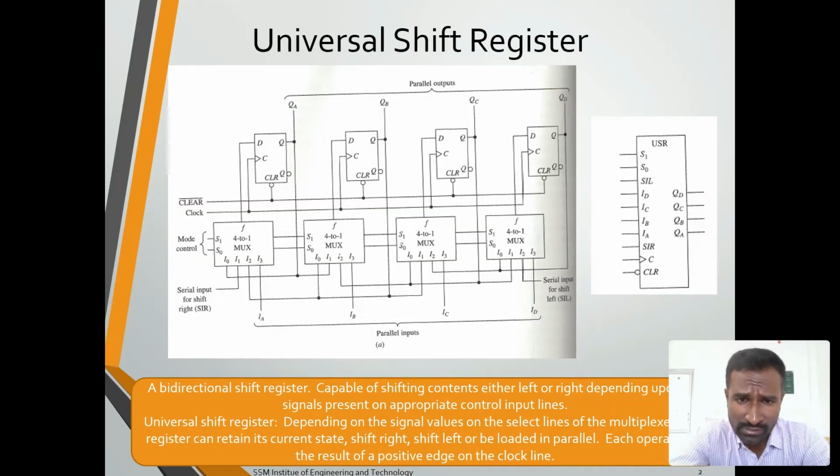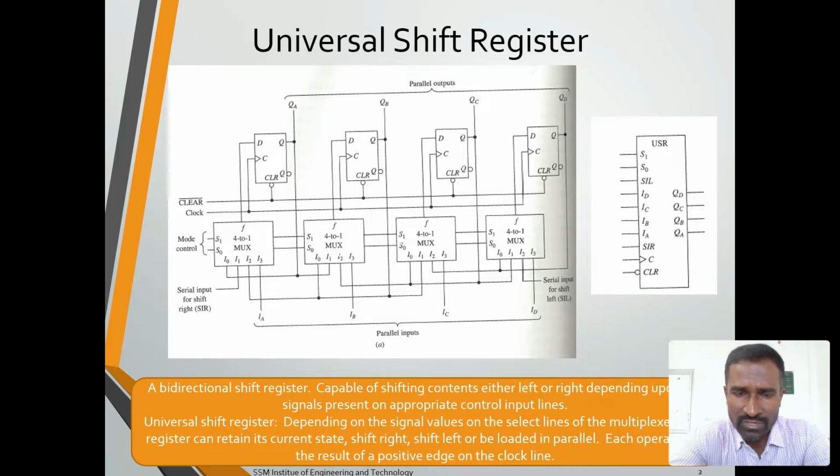So this is the whole diagram of universal shift registers. We can say it is a whole assembly of shift registers. We already saw in the previous lecture that there are four types of shift registers available: serial in, serial out; serial in, parallel out; parallel in, serial out; and parallel in, parallel out. Also, based on the direction of shifting, we can categorize them as unidirectional and bidirectional.